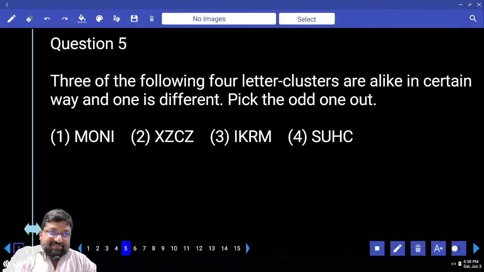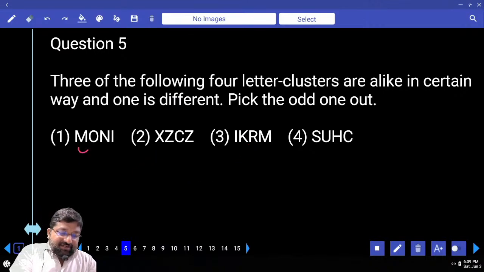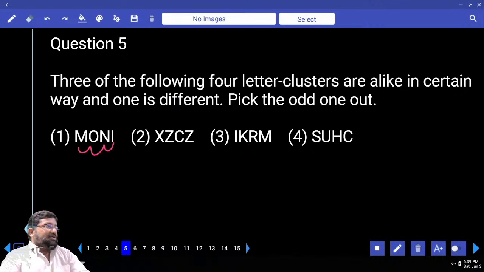If I go with the differences, come on, let's go with the differences first. See, what you try to do is, three or four letter clusters are alike in a certain way, and one is different. Pick the odd one. Clearly based on odd man out. In odd man out, you will never compare one option with the other option. This is not a question on number series. Whatever the letters are given, we will compare them within the options.